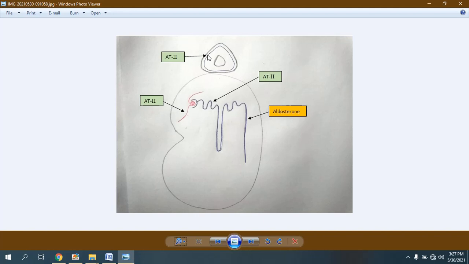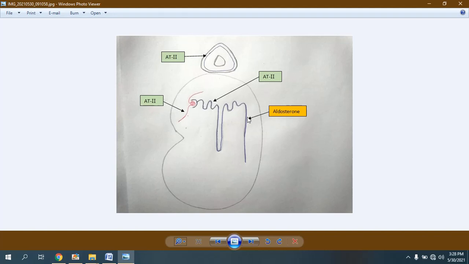Aldosterone is a special type of hormone that will travel toward the body, and that will combine with the receptor on the principal cells of the collecting duct. Inside the collecting duct, special types of cells are there which are called principal cells. The aldosterone will combine with the aldosterone receptors on the principal cells, and what will it do?